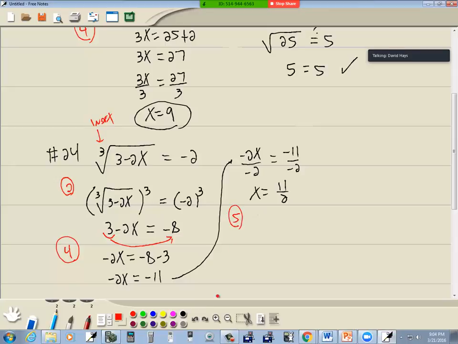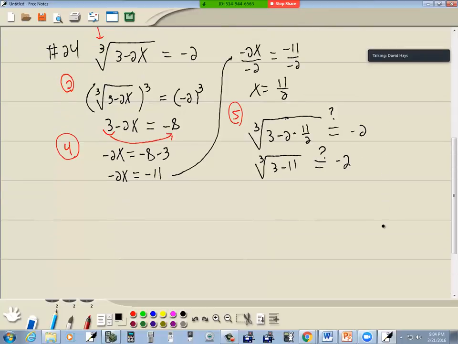Remember, step 5, we have to check it. So if we plug that back in, we're going to have 3 minus 2 times 11 halves. And we're wondering if that's equal to negative 2. Those 2's would cancel. I got 3 minus 11. We're wondering if that's equal to negative 2. 3 minus 11 is negative 8. We're wondering if that's equal to negative 2.